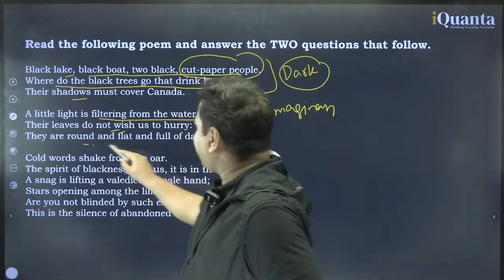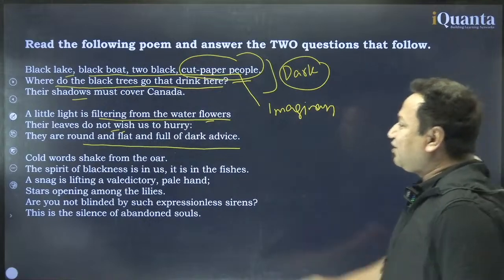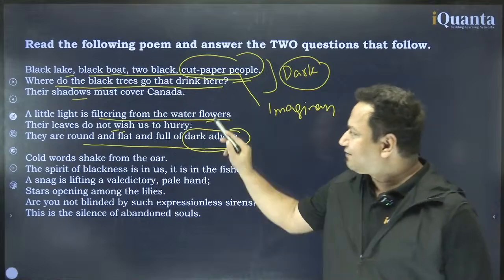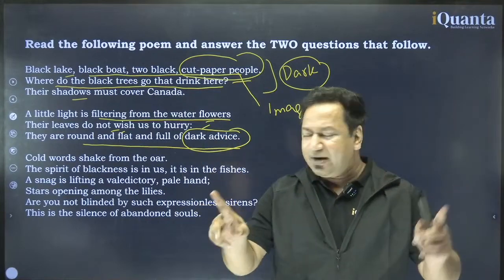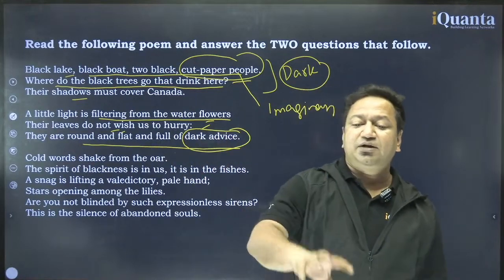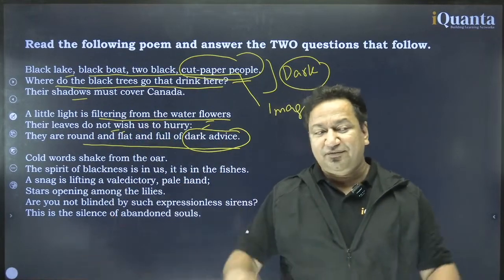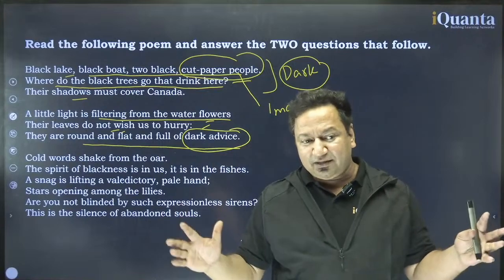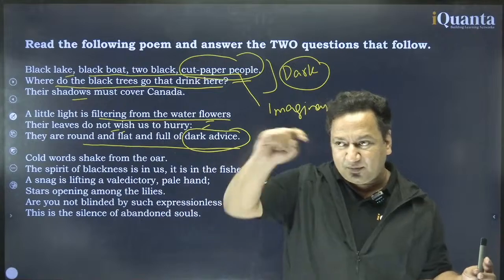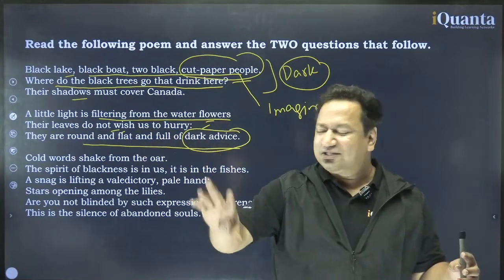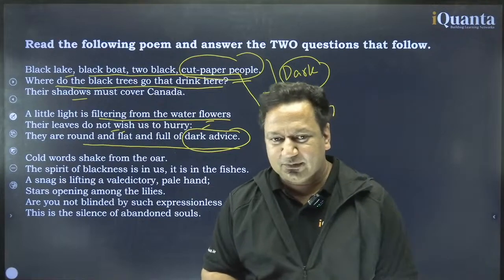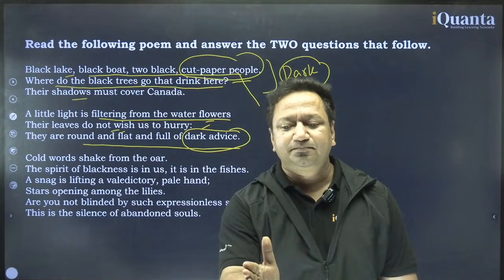They are round and flat and full of dark advice. Full of dark advice. That means there was nothing positive. So when I read this, I felt two interpretations. The moment I reach here, it is only one interpretation, isn't it? It's very much similar to the quadratic equation roots. When we have two roots, one positive, one negative, the moment we read the next line, we understand that no, negative was not possible. It has to be positive only. Is that clear? So I'm telling you a mathematical way of looking at the poetry. That is how you reach the conclusion.